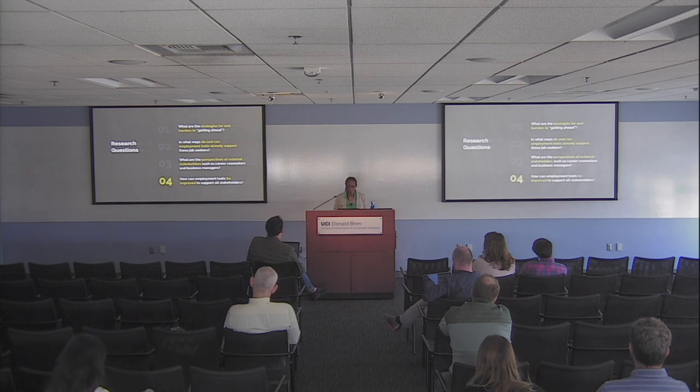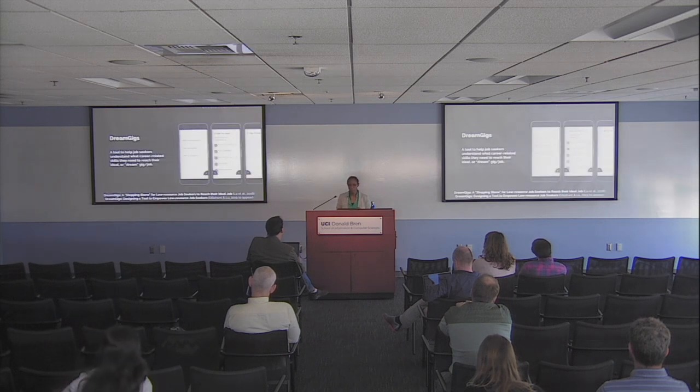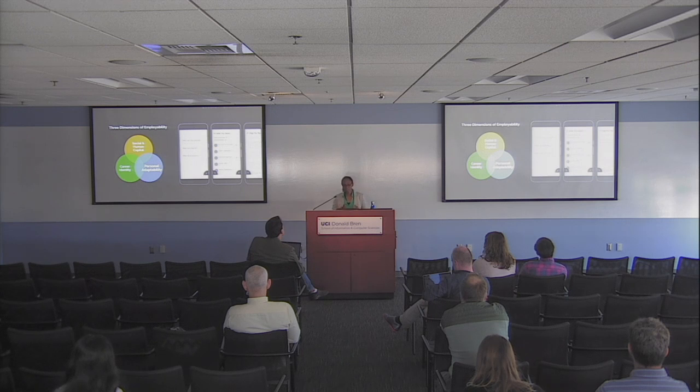And so the last step in our work has been to understand how employment tools can be improved to support all stakeholders. We aim to do this through a tool that we call Dream Gigs. If you went to CHI, some of you might have seen part of this presentation. Dream Gigs is a tool to help job seekers understand what career-related skills they need to reach their ideal or dream job. Our goal for Dream Gigs is to support all dimensions of employability and to consider bringing in all stakeholders. I'll discuss how we tackle these employability dimensions by providing a walkthrough of the tool.